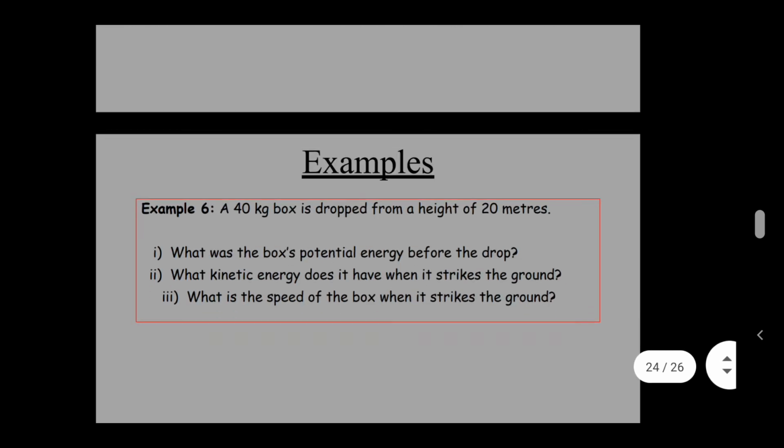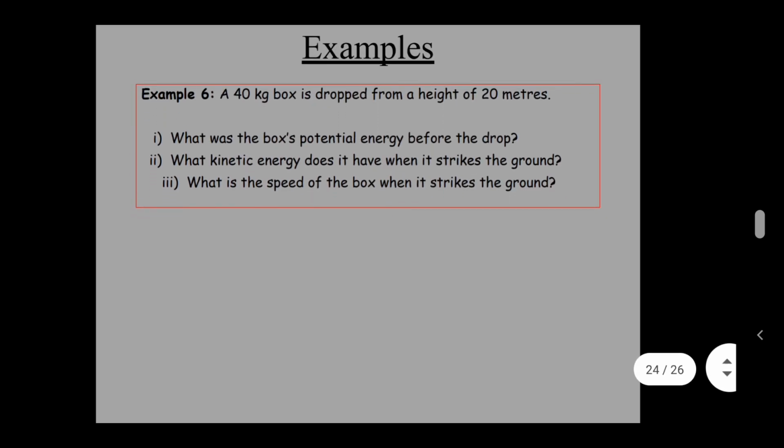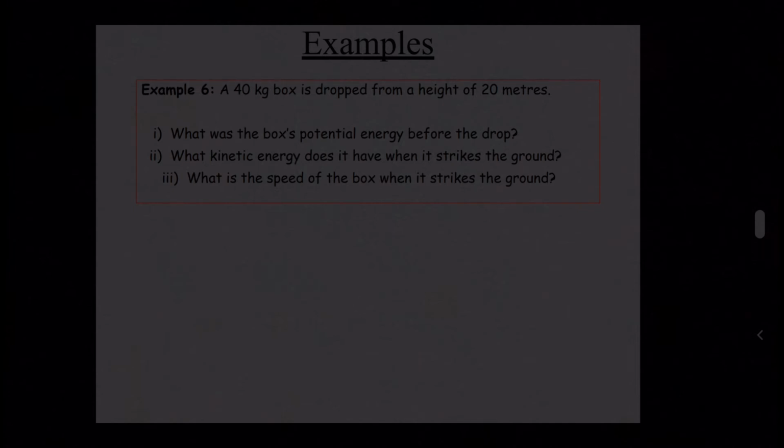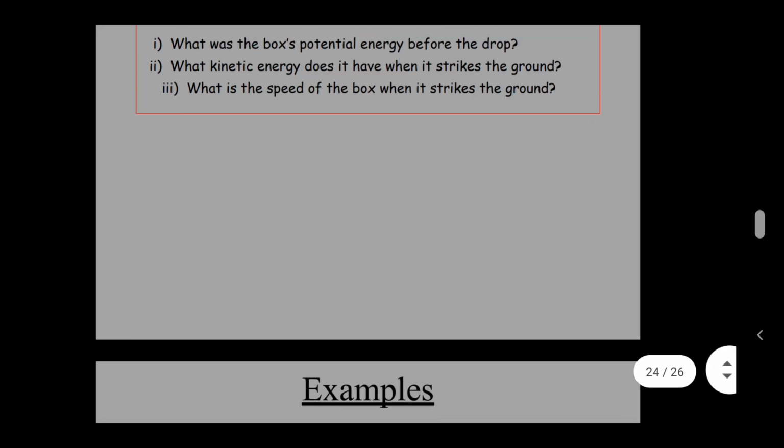So let's do an example. And there's plenty of examples in many past papers, but let's just do one here. Okay, so it says this: a 40 kilogram box is dropped from a height of 20 meters. So it says 1. What was the box's potential energy before the drop? 2. What kinetic energy does it have when it strikes the ground? And 3. What is the speed of the box when it strikes the ground? Okay, so lots of things there.